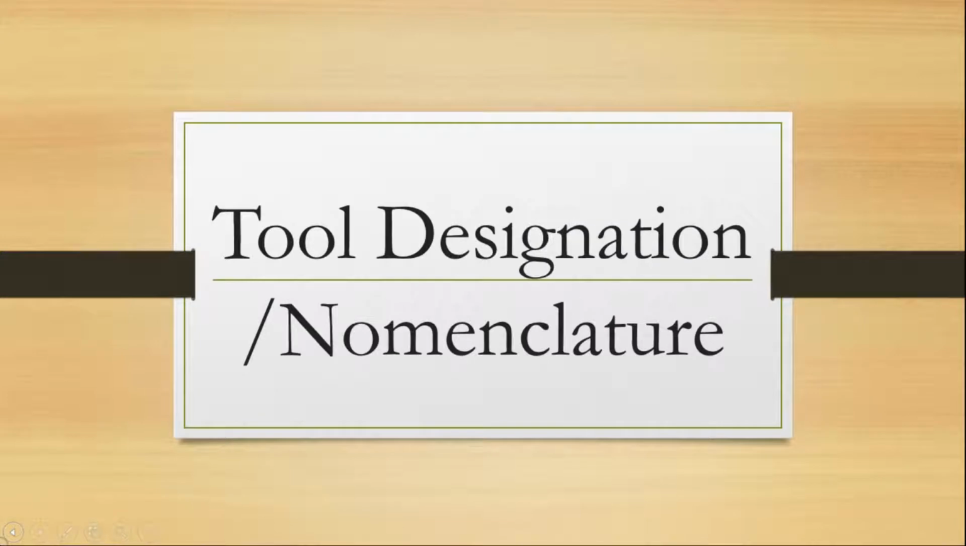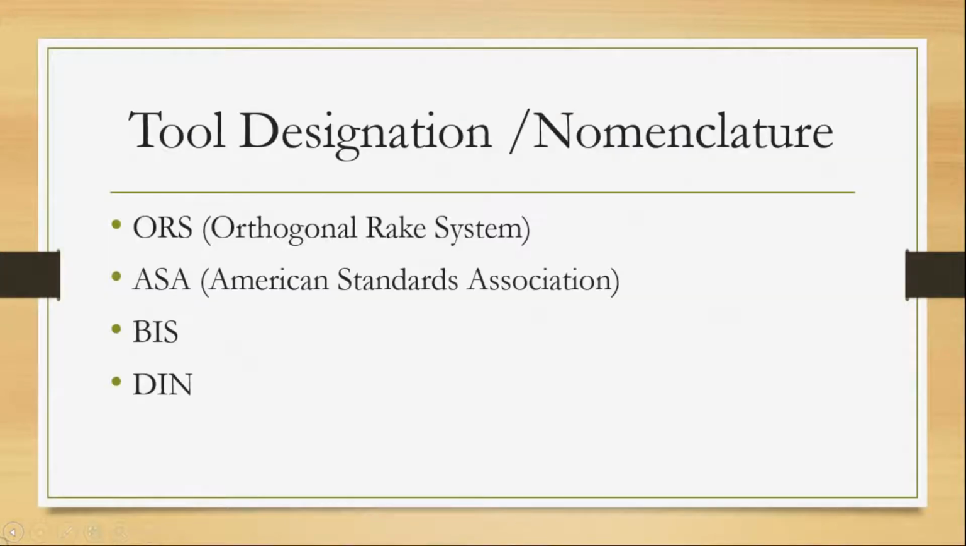Geometry of a tool is defined by a set of 7 parameters called tool designation or tool nomenclature. There are various systems of tool designation, the most popular ones being ORS and ASS.